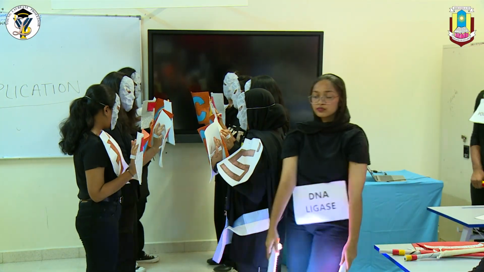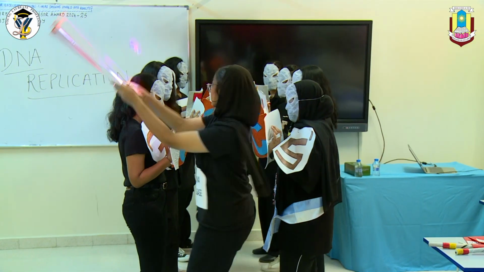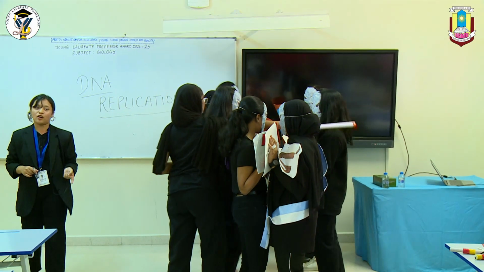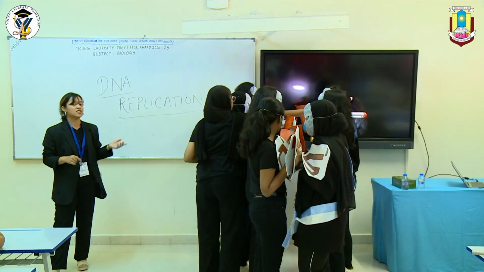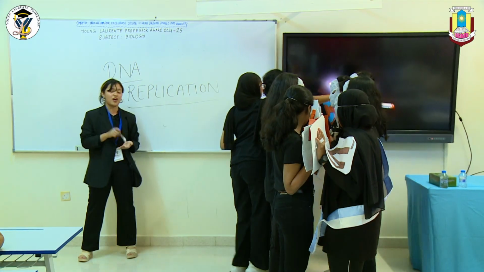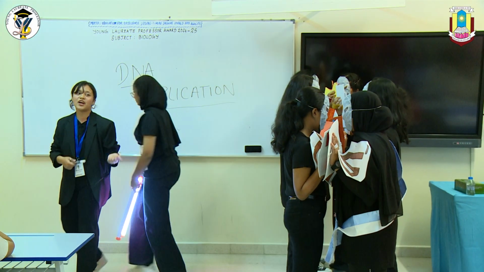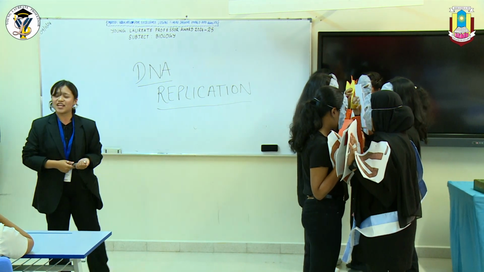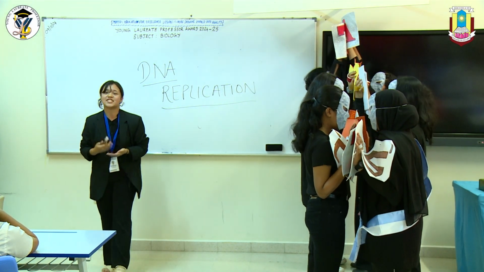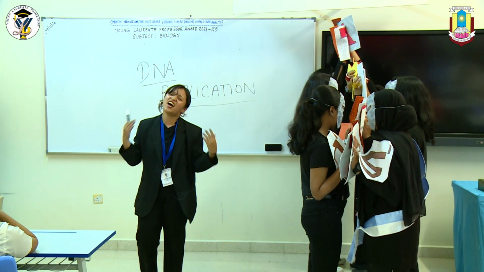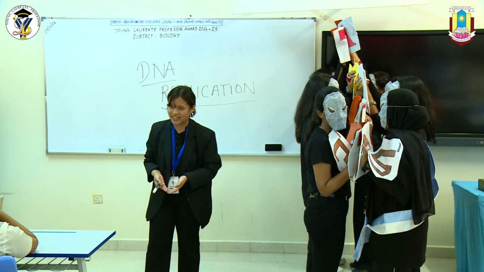Your DNA ligase will seal the gap between the Okazaki fragments and create a new strand of DNA. It seals the gap between the Okazaki fragments on the lagging strand, which creates a new strand of DNA. So a new strand of DNA is created. Now the last step of DNA replication is termination. That is, this DNA replication continues until the entire molecule is replicated.